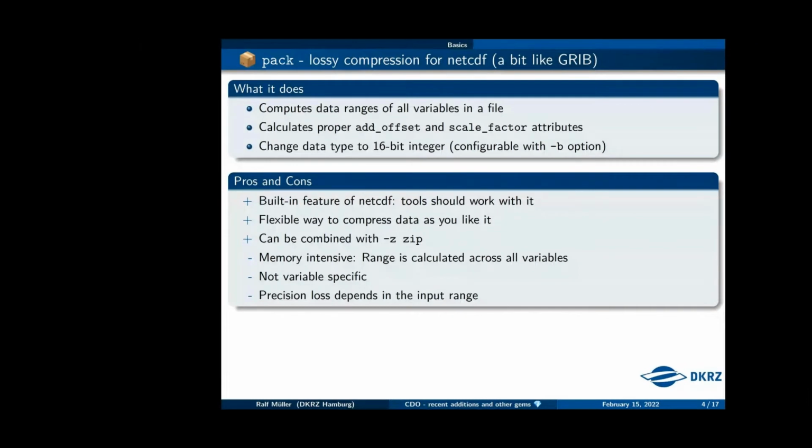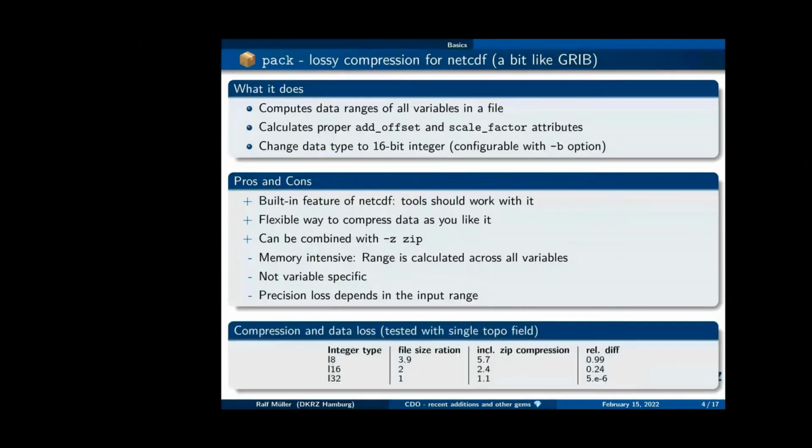And of course, the precision you get is dependent on your input range. So for example, I took the topography that is built into CDO, which basically ranges from -10K to +10K, just as a rule of thumb. And I checked the compression rate with different file types, like integer 16, which you see here in the middle row. And you can also go to integer 32 or integer 8-bit. And of course, you get more file compression, like up to a factor of 4. Together with the zip compression, you get even in the range of 6.